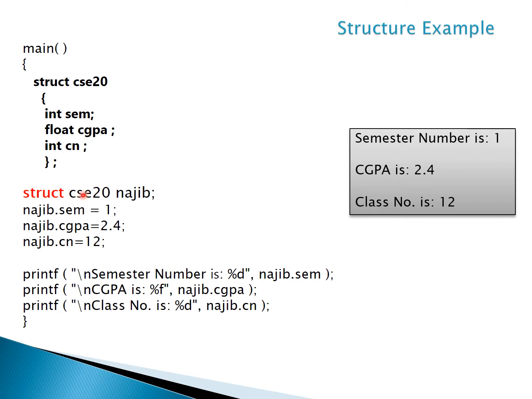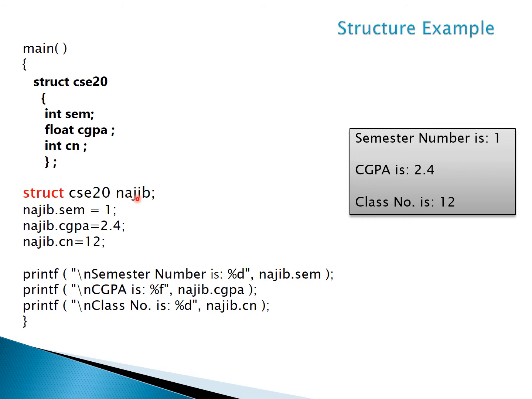It's very similar to declaring a variable of the integer type or float type, where we write the type of variable and then the name of the variable. In this case, this is the type of variable. So struct CSC20 is a structure. So this is the type and this is the name of the variable. So Najib is the name of the variable.